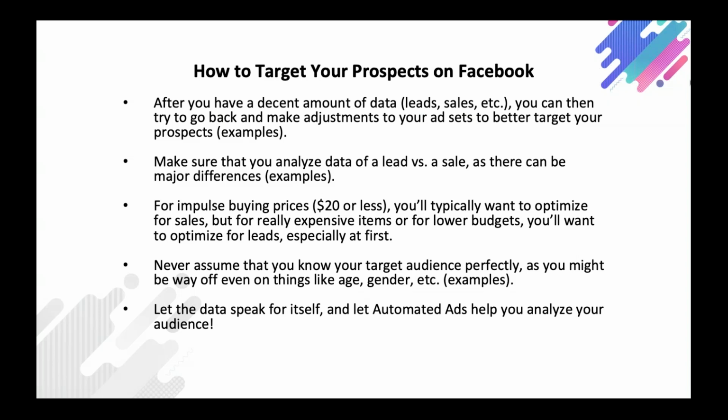And then the optimization could be way off because Facebook can't say, oh, I got this 1 sale, so therefore this is my ideal prospect. He might just be an outlier. You don't really know. So optimize for the cheaper conversions first, then go from there. And never assume that you know your target audience perfectly, as you might be way off even on things like the age, the gender, and so forth.